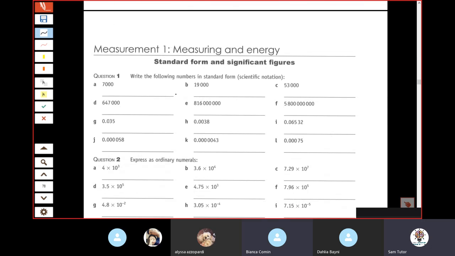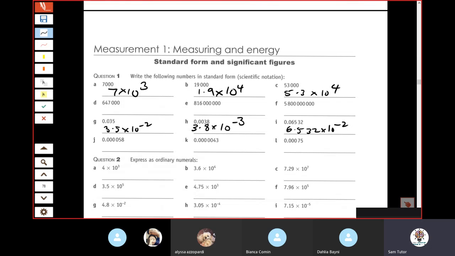Scientific notation. Do I need to go through this? No, I'm good with it. Anybody else that can see my answer and go, I don't know what you've done? No, I don't. Okay, all good.